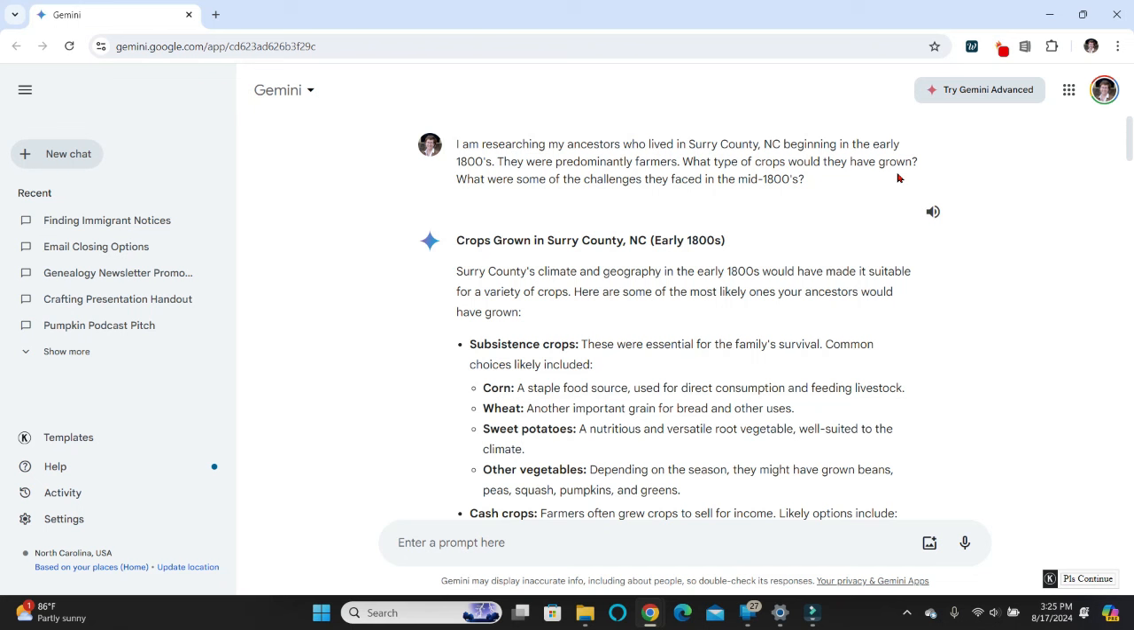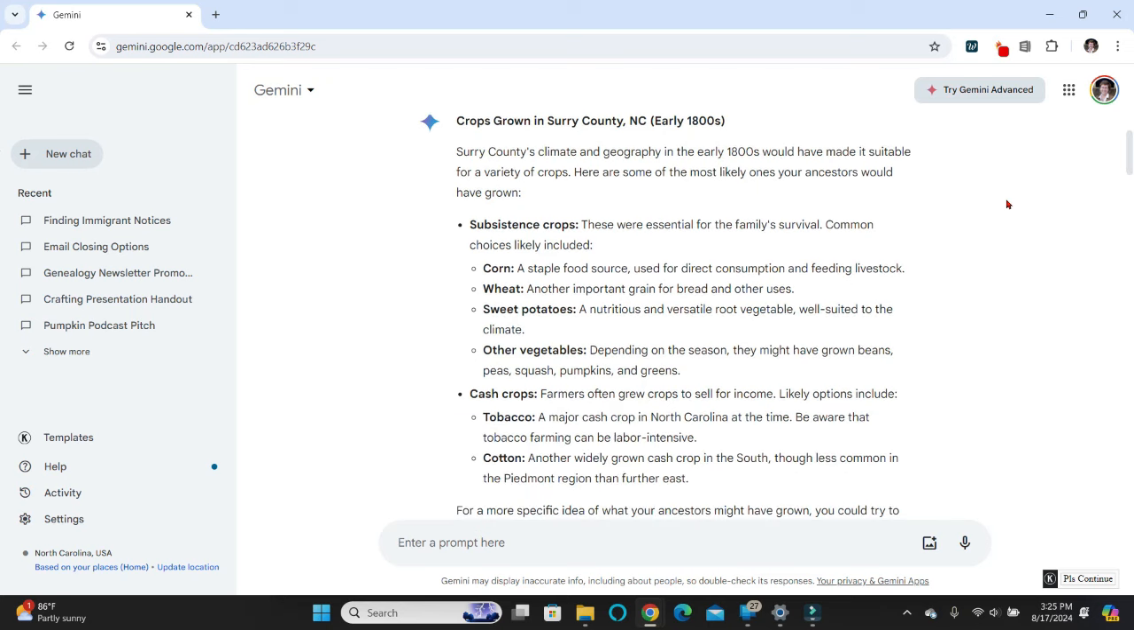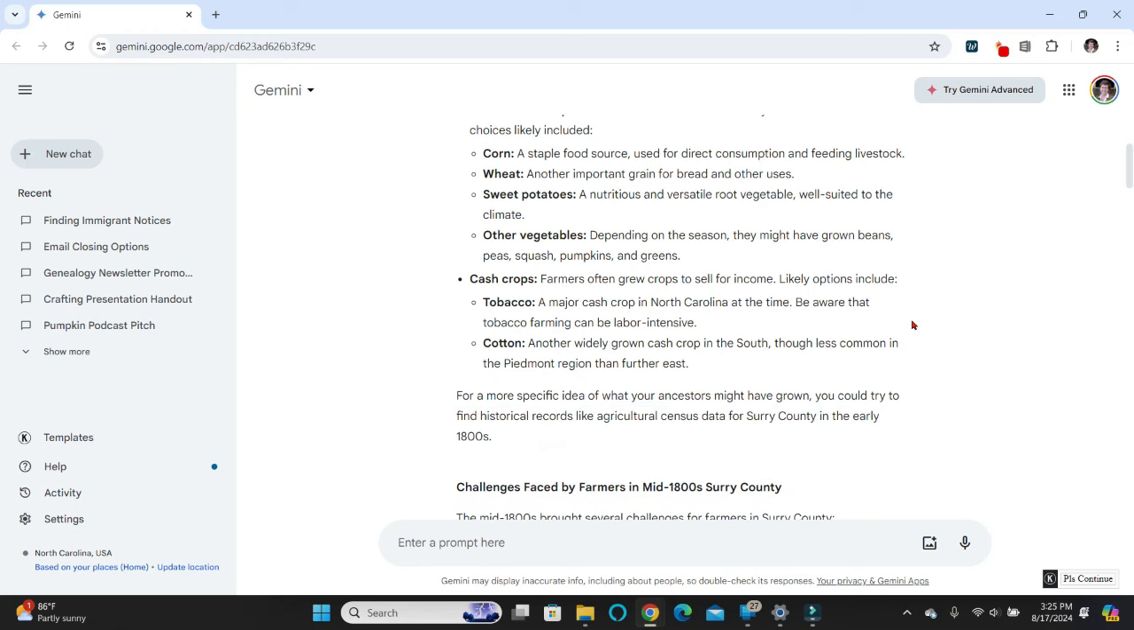So I wanted to give it some context, not just, okay, what challenges would my ancestors have had living in Surry County? I needed to give it a time period. I kind of gave it an occupation. I wanted to see what I could suss out there. So here's what it came back with. It tells me the crops that were grown. We had a lot of subsistence crops, corn, wheat, sweet potatoes, that type of thing. Cash crops, this is what they might have been making to sell, all very consistent with what I know about the area and from what oral history tells me.